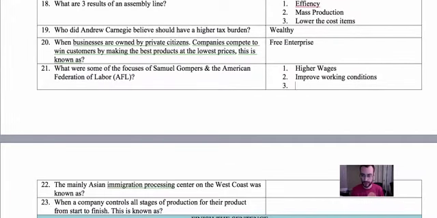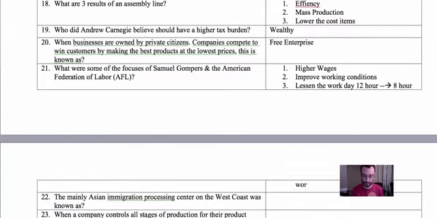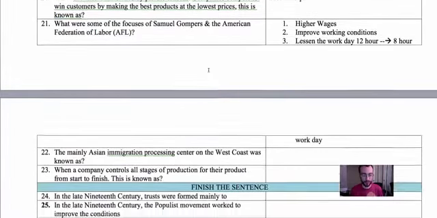And then thirdly, they are going to want to lessen the workday, meaning hours. So they want to move the 12-hour workday to an 8-hour workday.